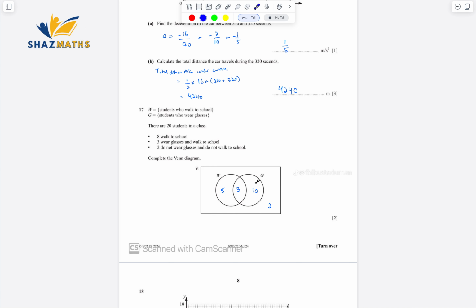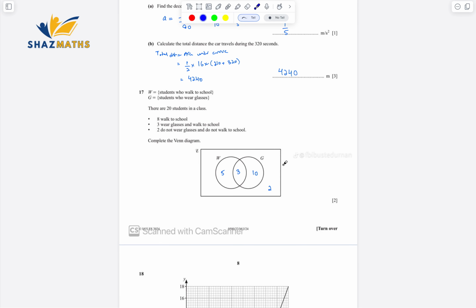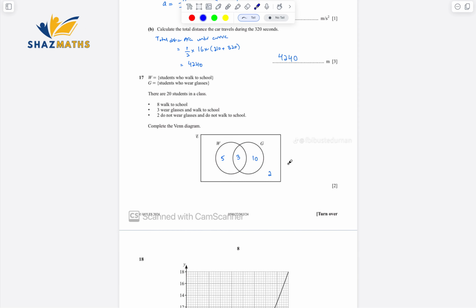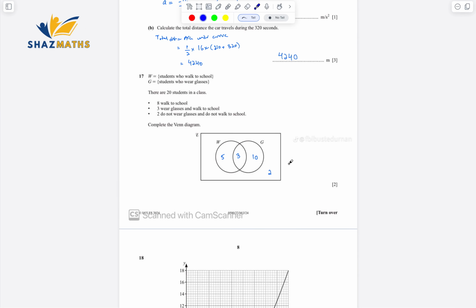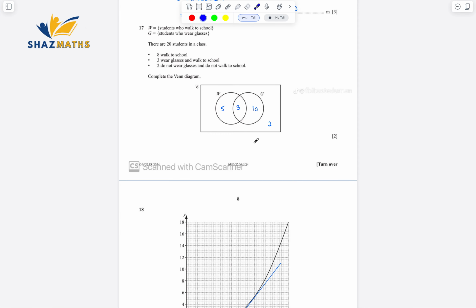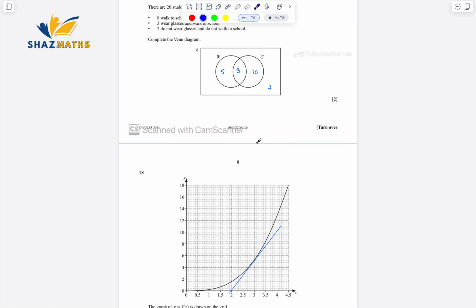Question number 18. Where were we? Question number 18. Here we go. Graph y equals f of x is drawn on the grid. Draw the tangent to the graph at point x equals 3. Okay, it's going to be a bit hard for me because I'm on the laptop, but it would be a tangent here. So let me zoom in and try to make one.